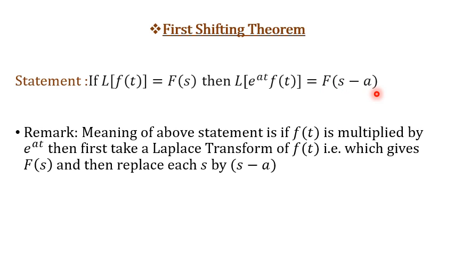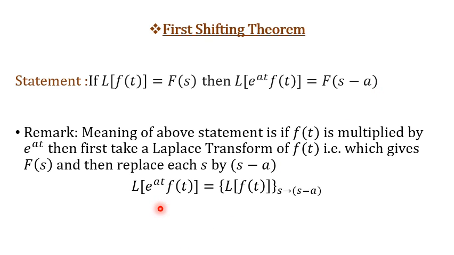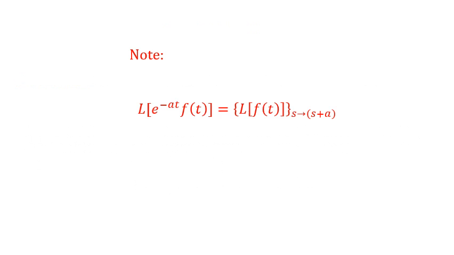In other words, the Laplace transformation of e^(at) times f(t) equals the Laplace transformation of f(t), and replace each s by s minus a. The other form of first shifting theorem is the Laplace transformation of e^(minus at) times f(t) is equal to the Laplace transformation of f(t), and replace each s by s plus a.